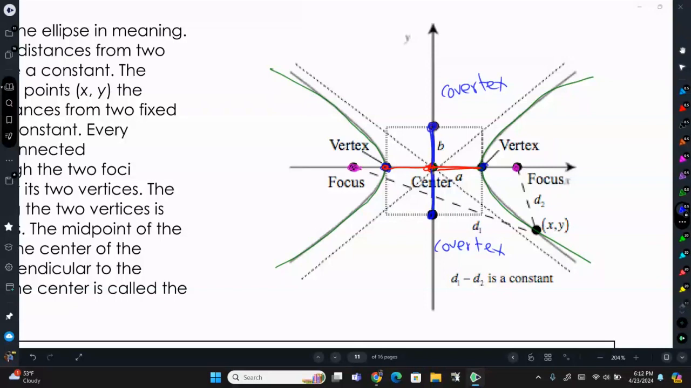Now with ellipses, the vertices were farther apart from the center than the co-vertices were, but for hyperbolas, that's not always going to be the case. You could have your co-vertices further apart than your vertices. So this is the general shape, and we could have horizontal hyperbolas, which is what this picture is, or we could have vertical ones. For the vertical ones, your parabolas would be opening up and down. Here they're opening left and right.